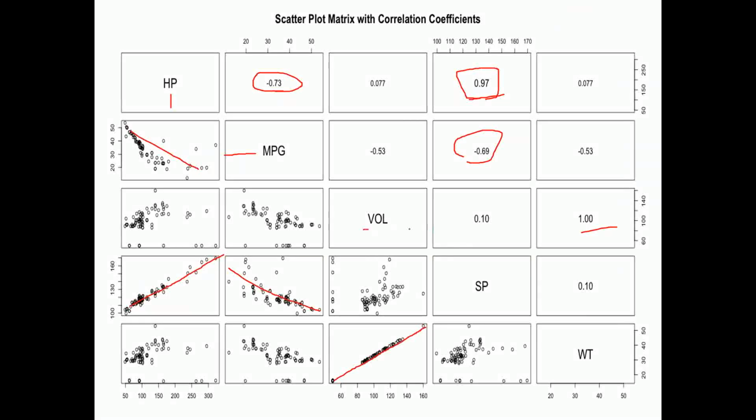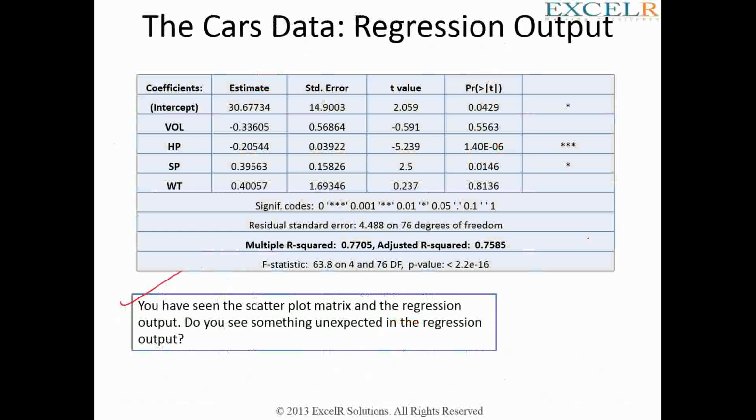So volume and weight have perfect correlation, both of these variables, right? And you have the corresponding small r value, which is 1. However, if you see here, both volume and weight are insignificant. You do not have any stars right there. So both are insignificant and all the other things are significant. So this is something which is unexpected here.